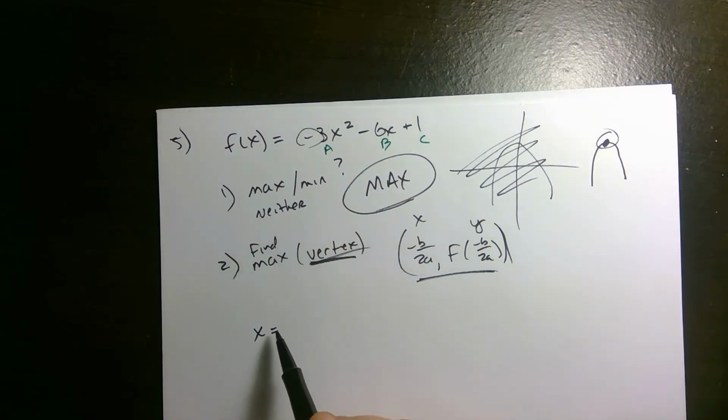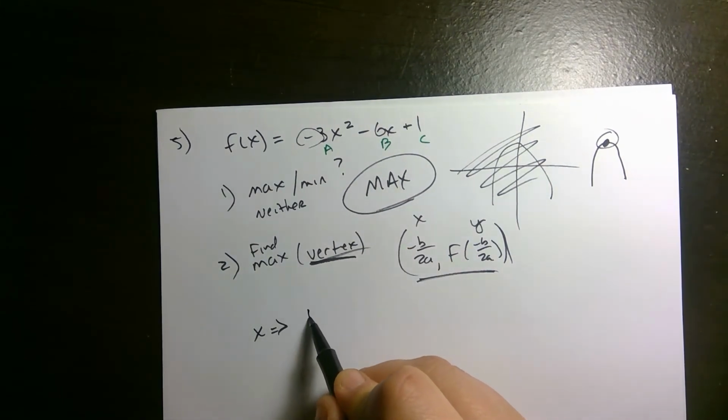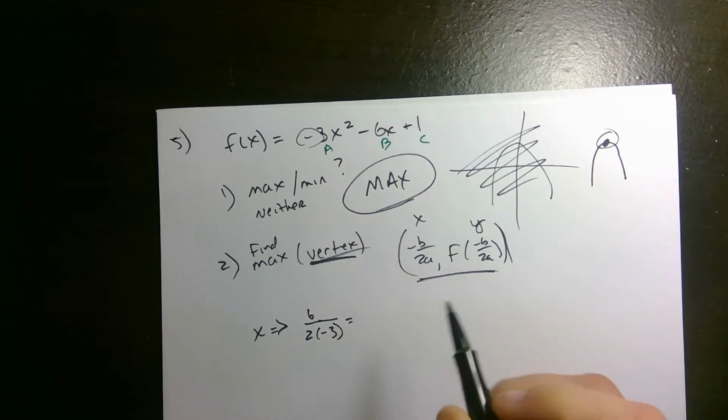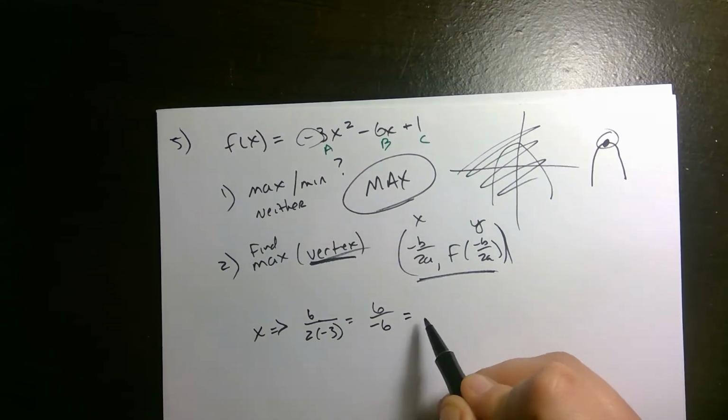And so in order for me to find my x, I'm going to say the opposite of b, which in my case is going to be a positive 6. And I will divide that by 2 times my a value, which in this case is a negative 3. So I get 6 over negative 6. And when I do the division, I get a negative 1.